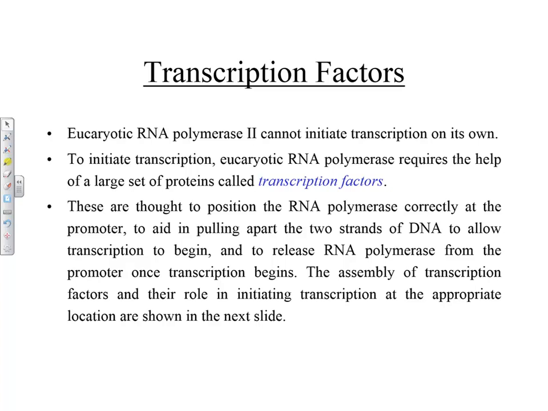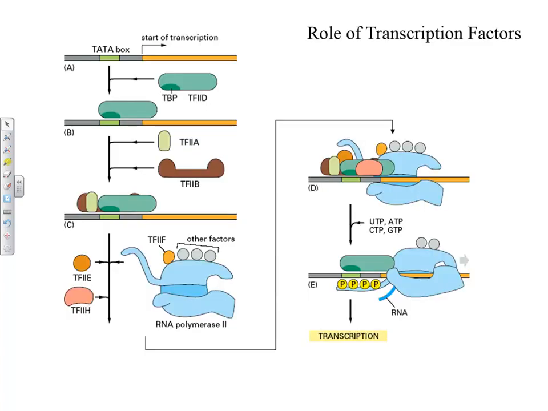These transcription factors, this is also terminology that you need to know, are thought to position the RNA polymerase correctly at the promoter to aid in pulling apart the 2 strands of DNA, because you have to have a DNA template exposed. You cannot work with double-stranded DNA. Then they also release RNA polymerase from the promoter once transcription begins. So all that is enabled by these transcription factors. The assembly of transcription factors and their role in initiating transcription at the appropriate location are shown in the next slide. And again, this is a schematic diagram.